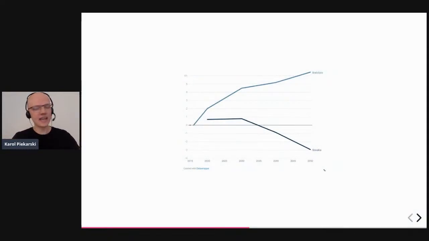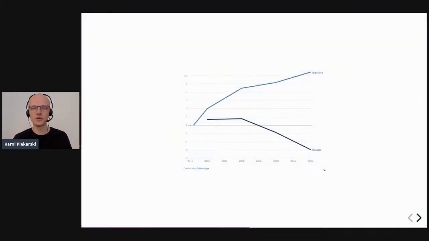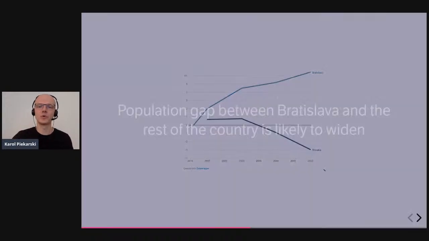So let's think if we could rewrite it a little bit, to focus the attention of readers on the actual problem. So maybe something like that: Population gap between Bratislava and the rest of the country is likely to widen. In this case, it does not need to be a proper title of the chart, but if you use it as a comment, it can actually help you to focus the attention of the people on a problem, because they don't need to think about what's going on here. They already know that there is some gap, that it is widening, and they can see it on a chart.